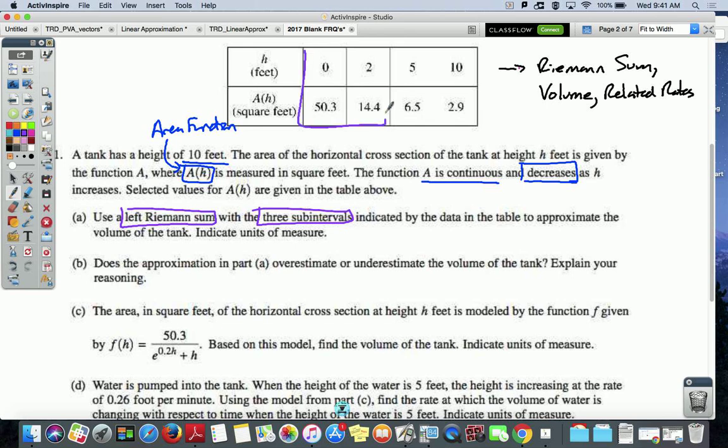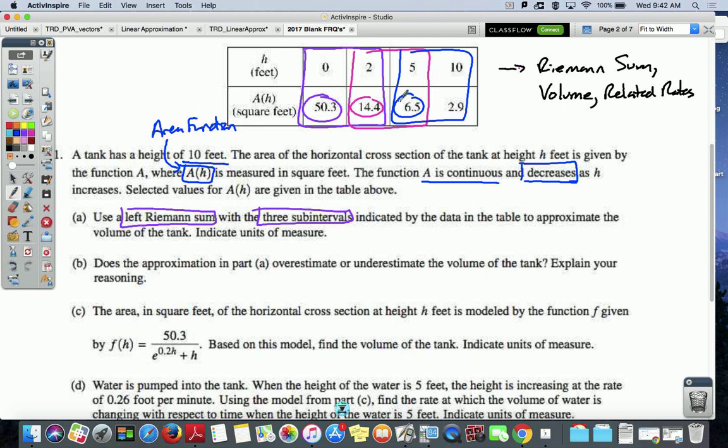So I'm going to have one rectangle that goes between 0 and 2, and I'm going to choose the left y value. And that rectangle will have a width of 2 and a height of 50.3. The next rectangle will go between 2 and 5, and for that one, I'll use a height of 14.4. And then finally, the last rectangle will go between 5 and 10, and I'll use 6.5. So that's kind of the background work on this.